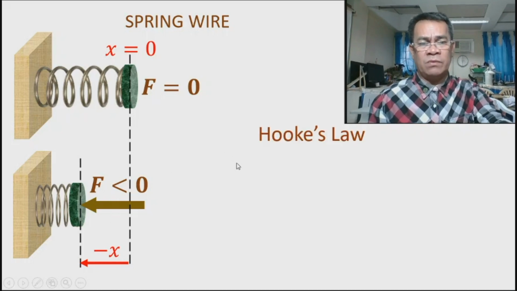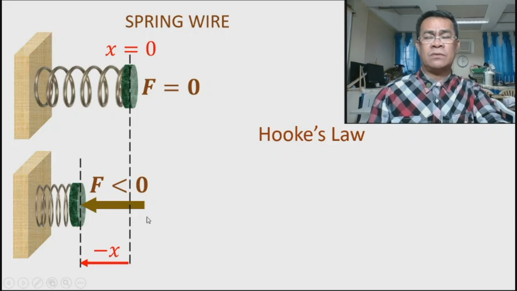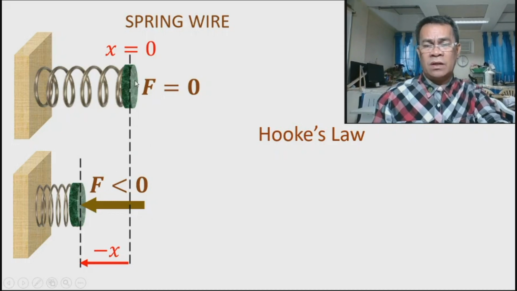Now, what is the relationship between the force and the displacement of the spring? One of the scientists, Robert Hooke, in his Hooke's law, said that the force applied on a spring is proportional to the displacement. When we say proportional, the greater the displacement, the greater the force. It is true: if you want to have a greater displacement, you have to exert more effort, meaning more force, in order to displace it over a longer distance.